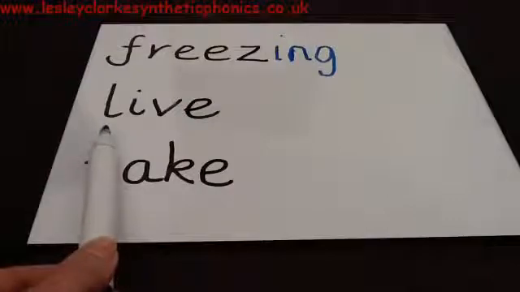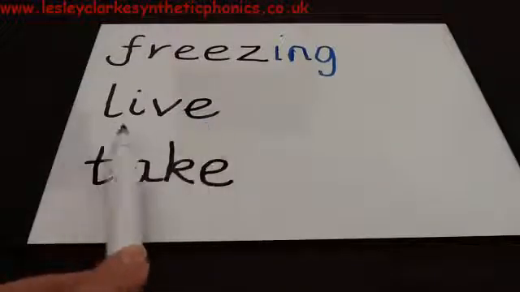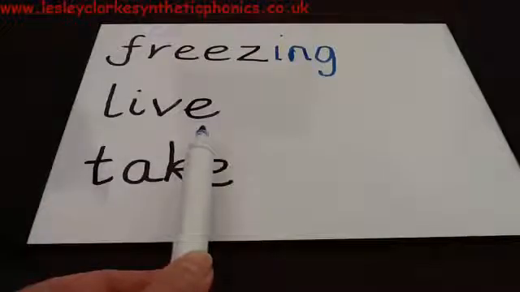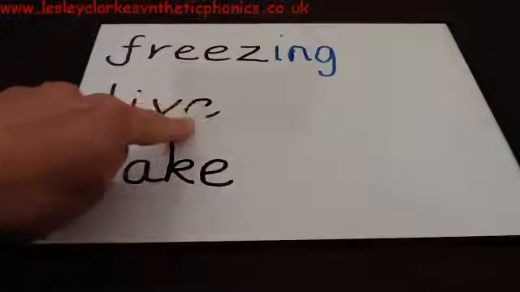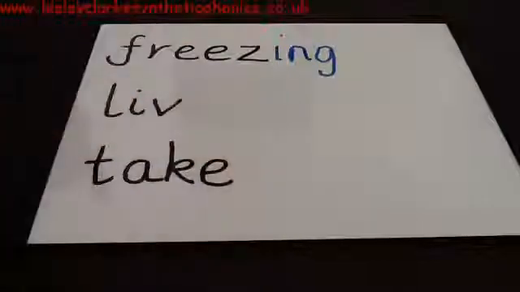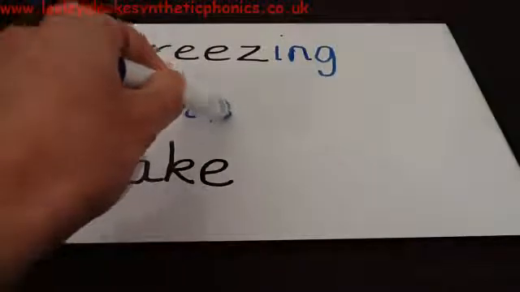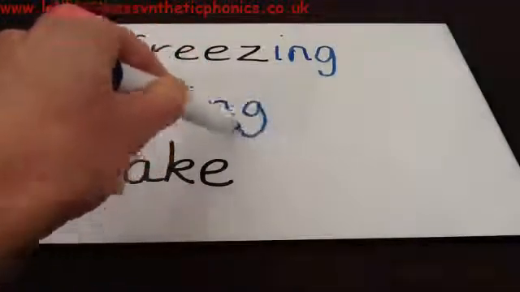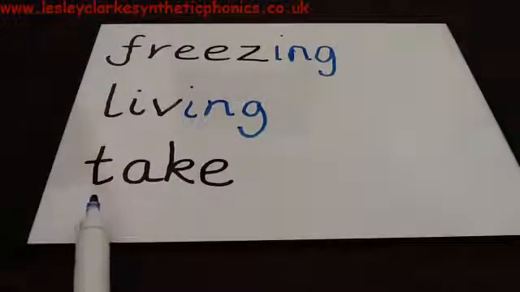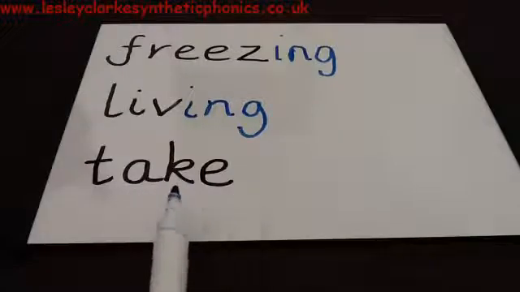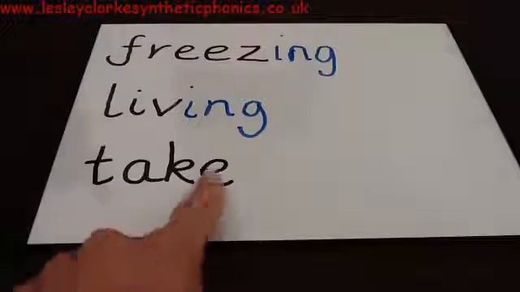This word says, let's sound it out, l, i, v, live. And I'm going to change it into living. Watch what happens. So that now says living. Let's sound this one out. T, a, k, take. I'm going to change this to taking. Watch what happens.